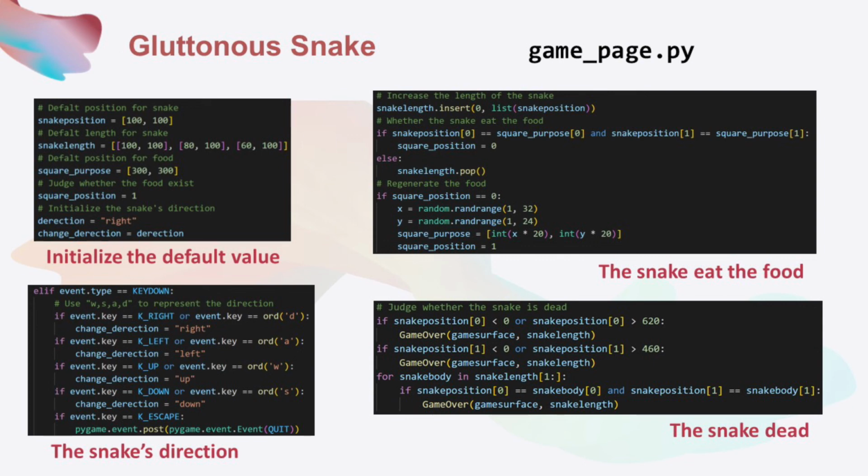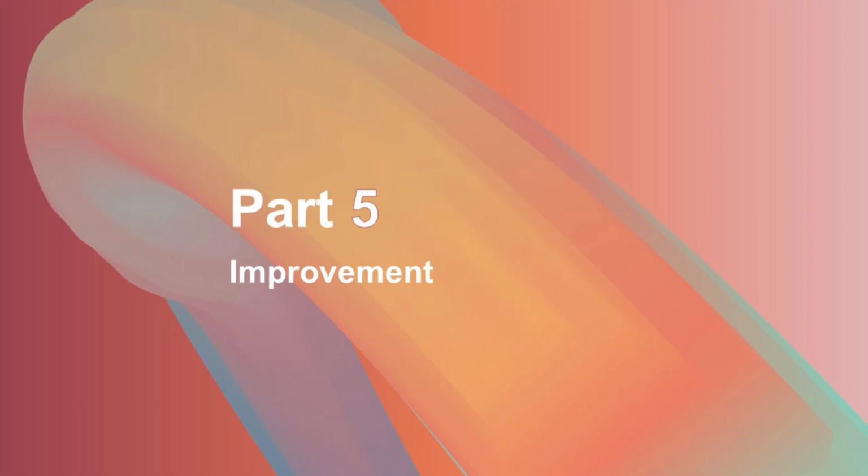Then, we use random to generate a new piece of food in a new position. Lastly, if the snake dies because of hitting itself or the boundaries, we use the game over function to end the game. Then, we can move on to the last part, improvement.